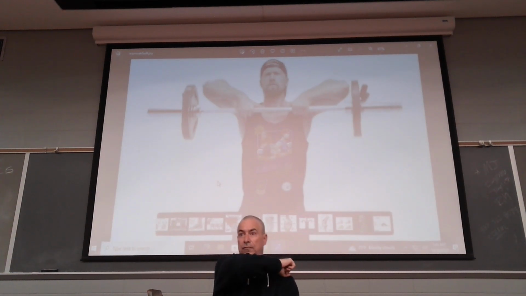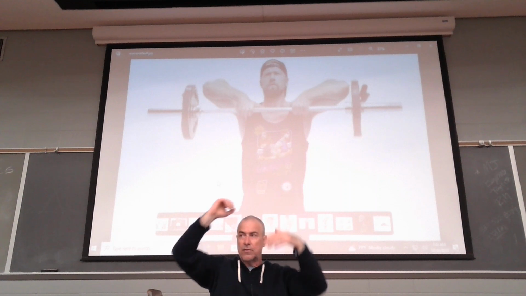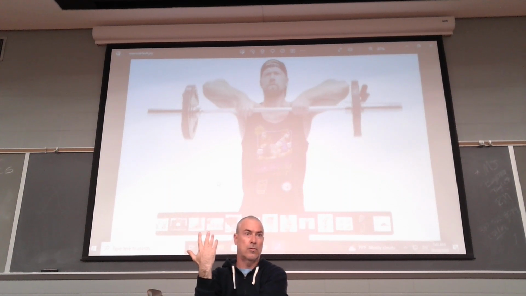No matter if you bring it in the front, that's still the outside of your arm. No matter if you bring it on top of your head, this is still the outside of my arm. Even though it might be in the back of my body, it's still the lateral part of my arm.